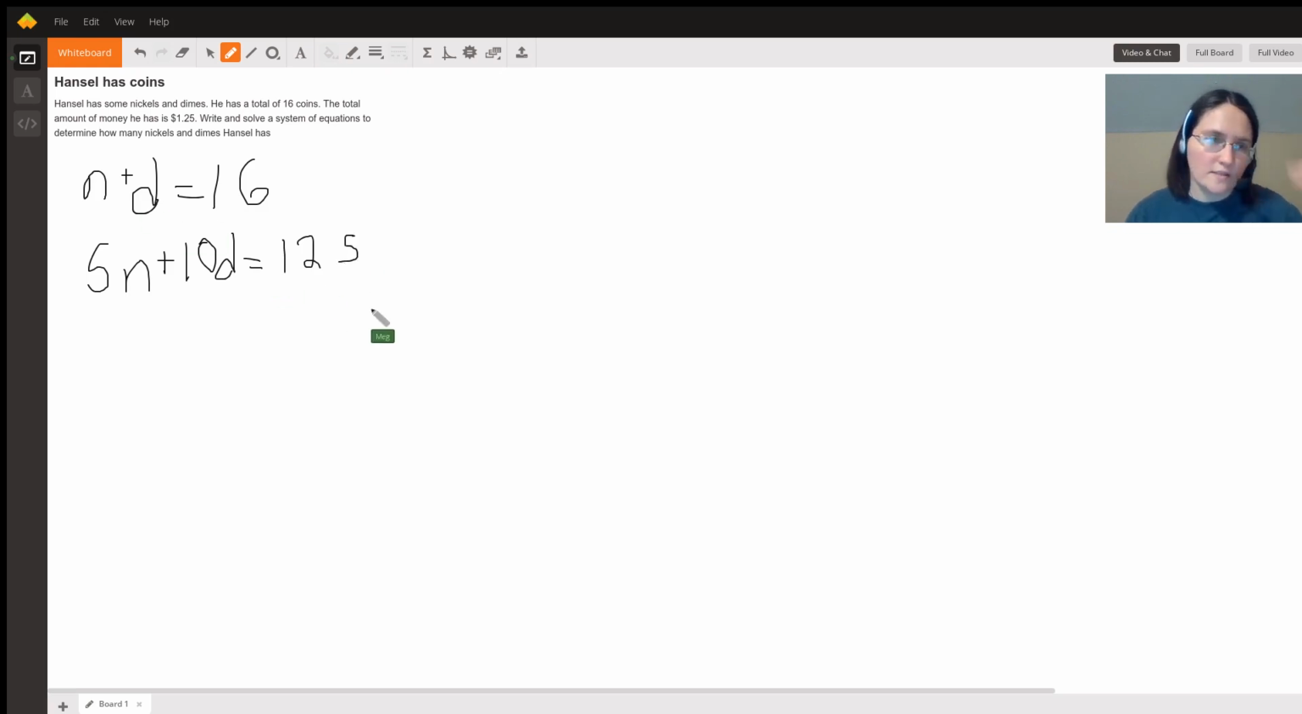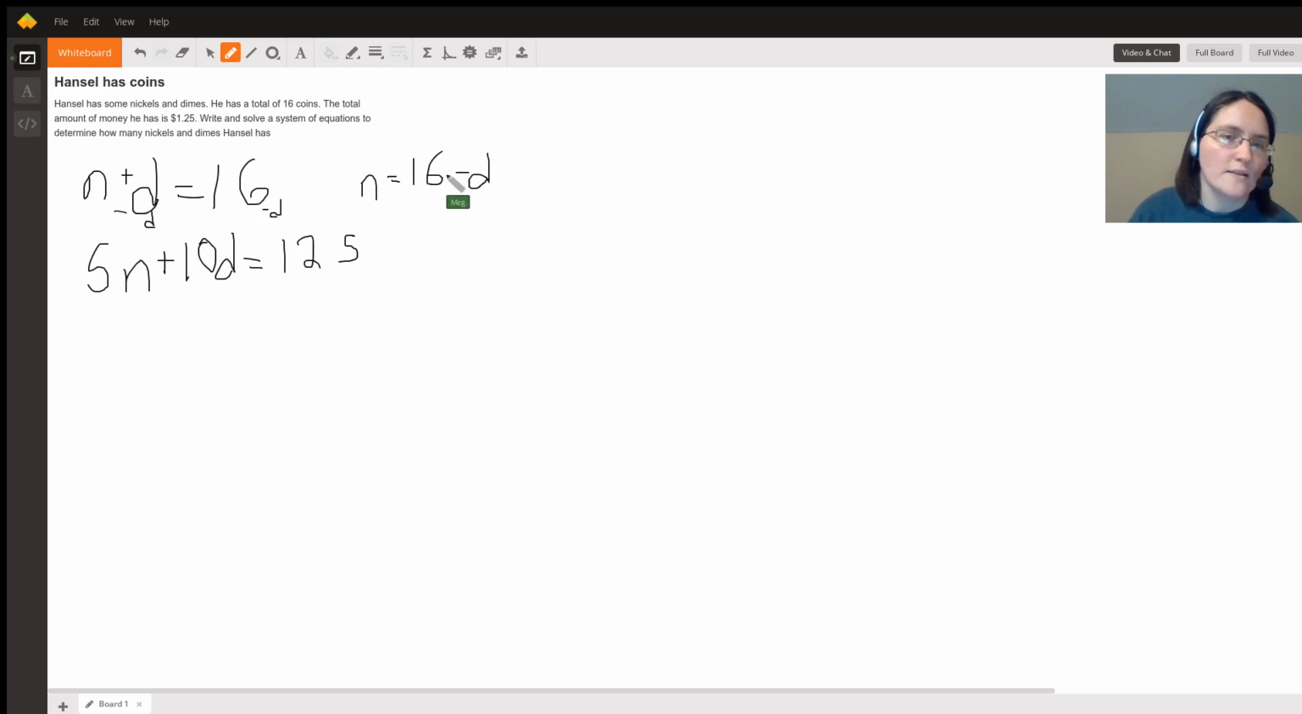So now we have two equations and two variables. That means we have enough information to solve this. We're just going to take this equation here and rewrite it so that we can substitute it into the other one. We're going to write it as the number of nickels is equal to 16 minus the number of dimes. And the way I did that is I just subtracted the number of dimes from each side of the equation.